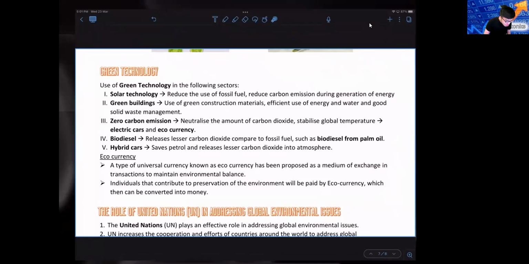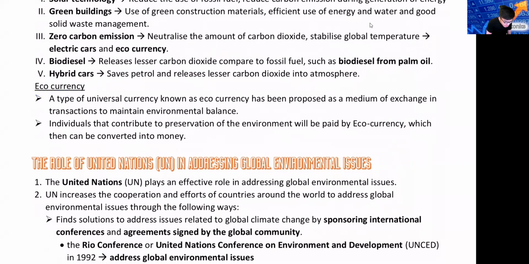Anyway, what is eco-currency? It's a type of universal currency proposed as a medium of exchange in transactions to maintain environmental balance. If you want to know more about eco-currency, you can Google it. I don't really want to talk about this. Eco-currency means you don't use money as a currency. You use eco stuff.